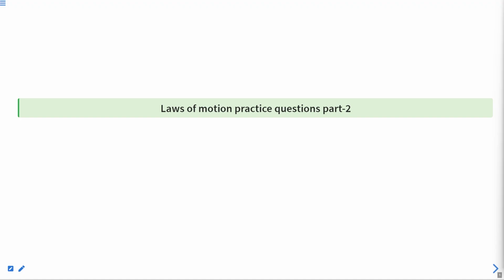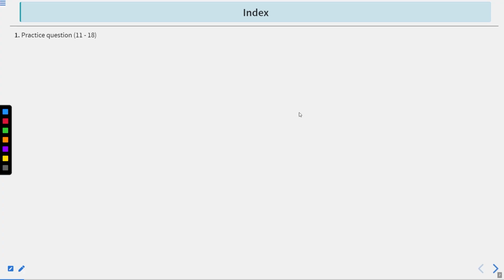Hello students, in today's lecture we will solve practice questions based on laws of motion part 2. In today's lecture we will solve 8th practice questions 11 to 18.